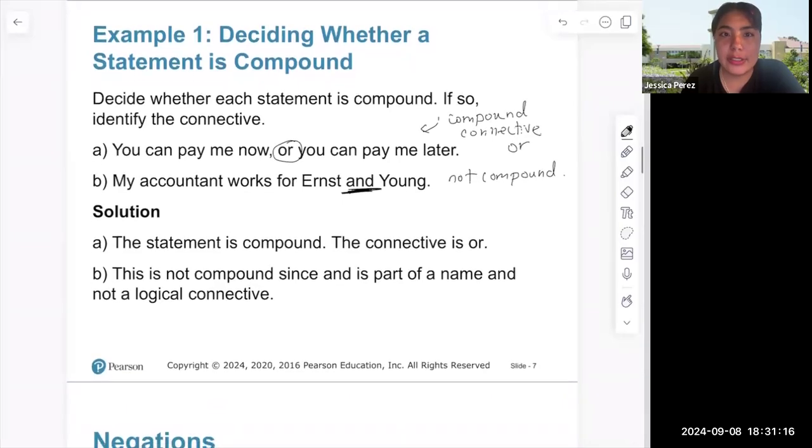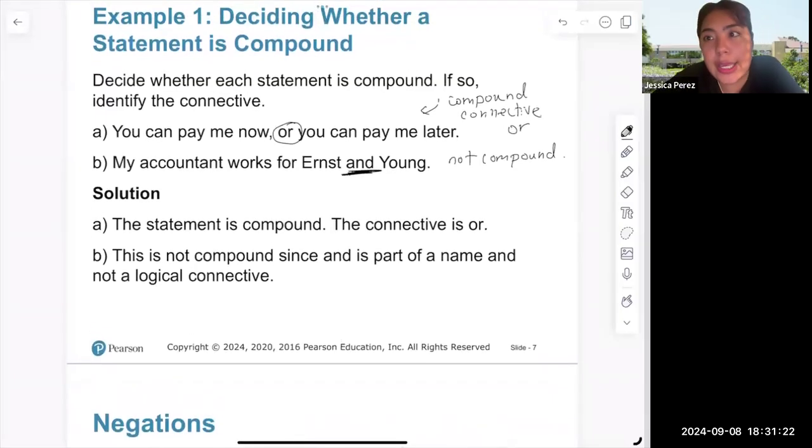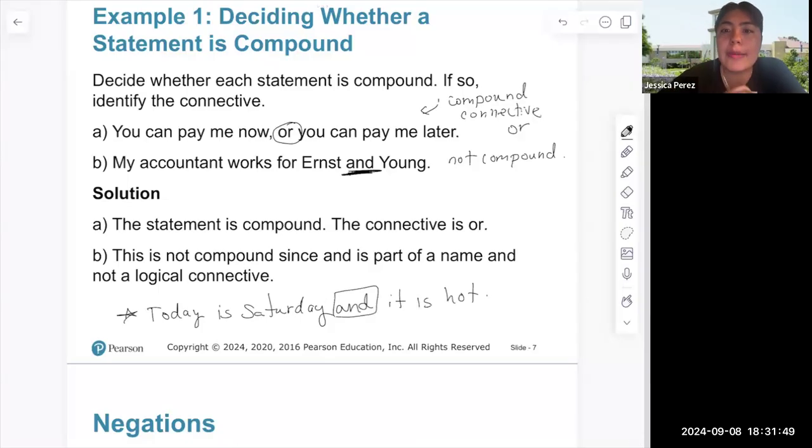Which is slide 7, looking at the example of a compound statement. So, today is Saturday and it is hot. That is a compound because you're connecting two things. You're connecting that it's Saturday and that it is hot. So this is my connective, and you're connecting both that it's Saturday and it's hot. You have a logical meaning. So part C would also be compound, and the connective would be an and.